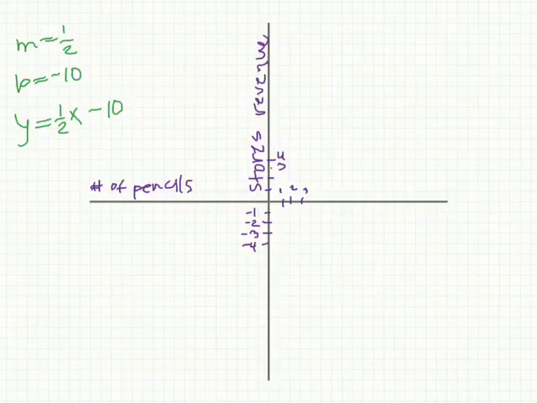So to graph, the first thing I need to plot is my y-intercept, which is at -10, down here. And then my slope is 1/2, so I go up 1 over 2, up 1 over 2, up 1 over 2. And you can continue going up 1 and over 2. You have to do at least 3 points for me, though.